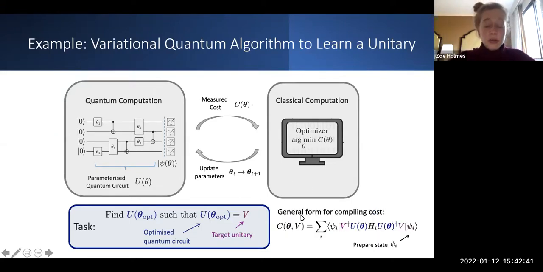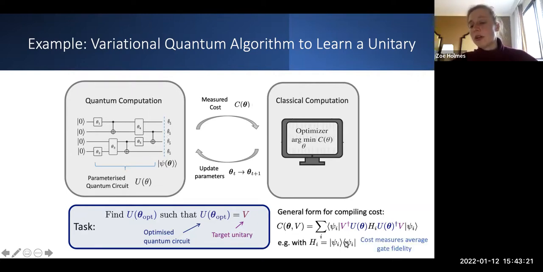So the general form of a compiling cost, a cost to try and learn a target unitary, will typically be of roughly this form. The idea is you prepare some initial state psi I, you let it evolve under your target unitary, you then apply the inverse of your parameterized quantum circuit, and then you perform some measurement HI, and you repeat this averaging over different choices of initial state psi I and measurements HI. And the idea will be to try and pick your measurement HI such that the unitary that minimizes this cost matches your target unitary.